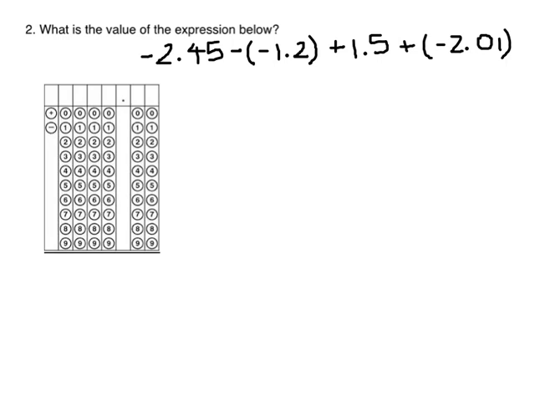All right, number 2 is to write the value of this expression. So like we said with the last one, you're going to keep, change, flip. So you have a negative minus a negative. So we're going to change the negative to plus a positive. And then at the end, everything else is plus. So first I'm going to look at all of my negative numbers. So I have negative 2.45 and I have negative 2.01. I'm going to go ahead and add those up.